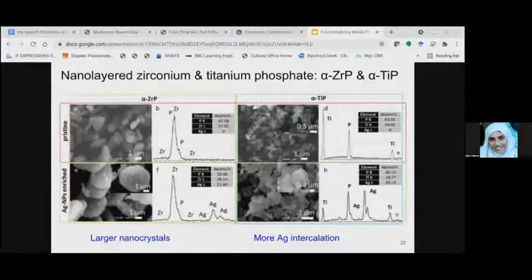As you may recall, I showed you before the nanolayered zirconium and titanium phosphates and metal hydrogen phosphate compounds that have technological applications based on their intercalation capacity. In this study, I used a hydrothermal treatment to enrich their layered nanocrystals with intercalated silver ions and nanoparticles. As you can see in this scanning electron microscopy analysis, zirconium phosphate crystals are bigger in size, but they acquired almost half the amount of silver.